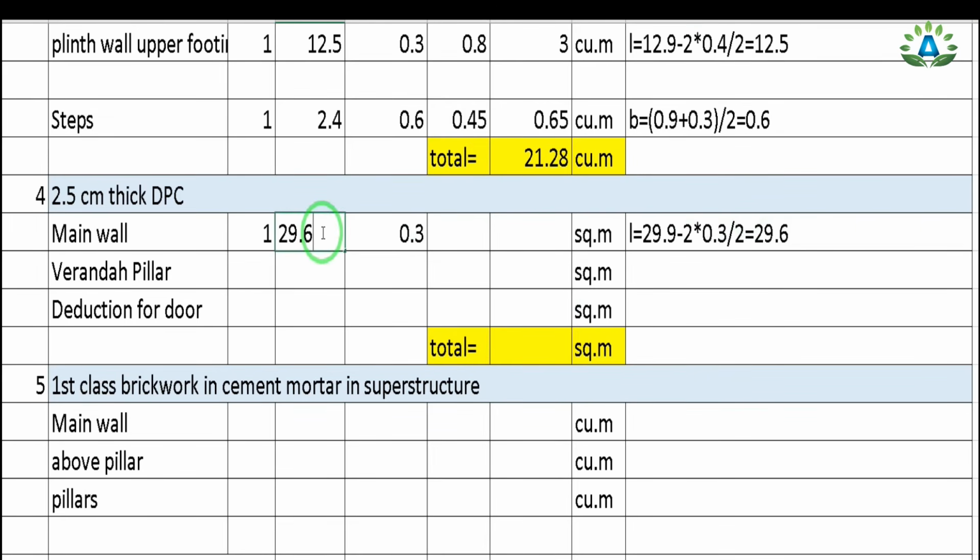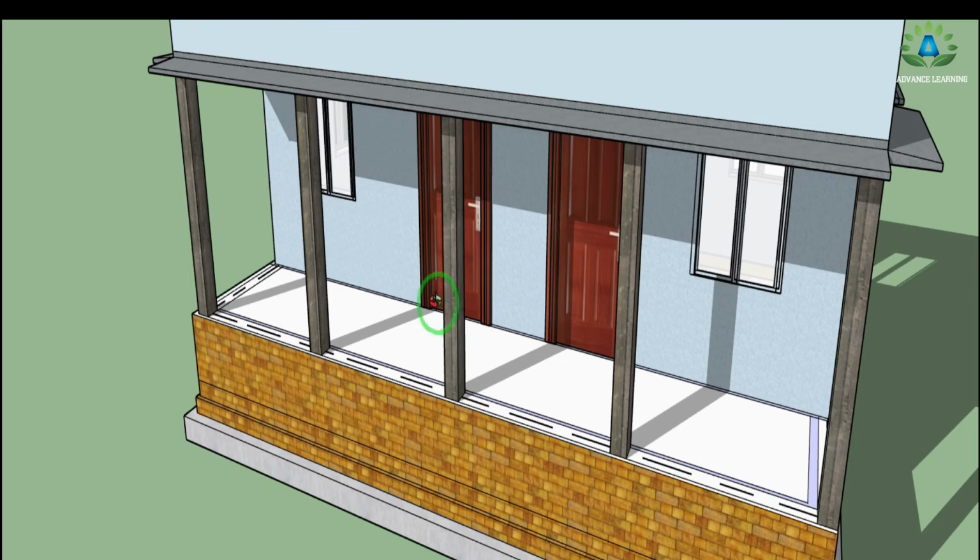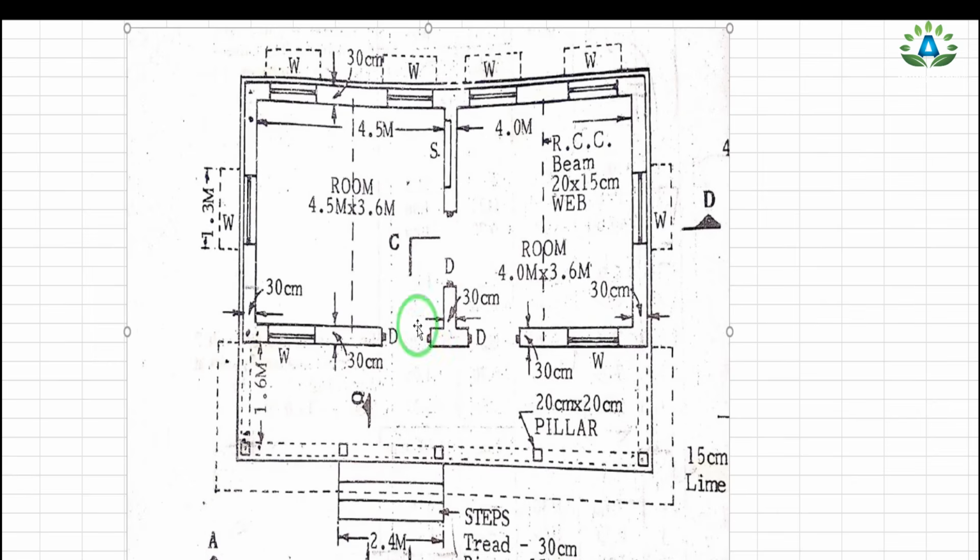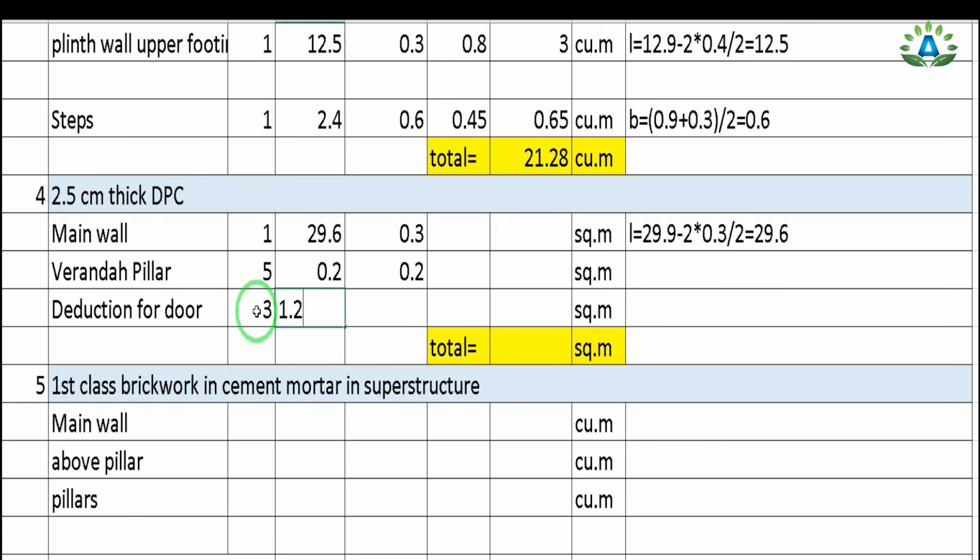And in case of this veranda pillar, we have 5 number of these pillars having the length of 0.2 and the width is also 0.2. And we need to subtract these doors. We have 3 number of doors, and these doors are of length 1.2 meter and width is 0.3, and this should be deducted. So we get 8 meter square.